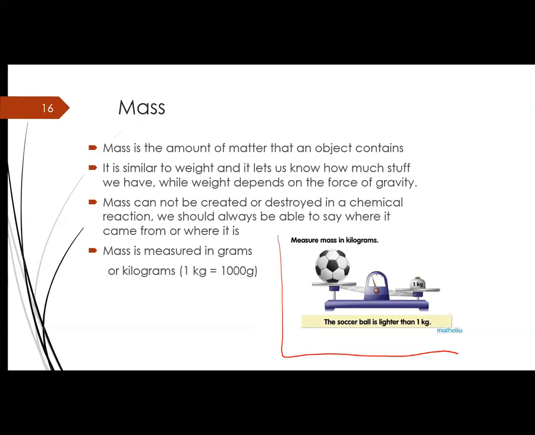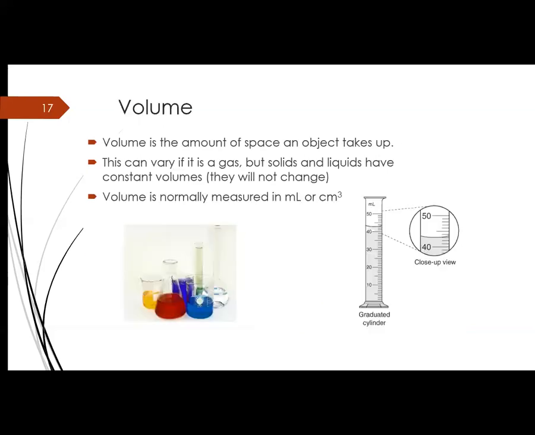Volume, on the other hand, is the amount of space an object takes up. And so the volume can vary if it's a gas, but solids and liquids have a constant volume. So for all of these liquids, when we pour them from one container to the next, their volume will stay the same. And this is why we can measure our volume of a liquid by pouring it in something like a graduated cylinder. We can take it from one container, we can pour it in another one that has the markings on it, and we can measure the volume or the space that it occupies.